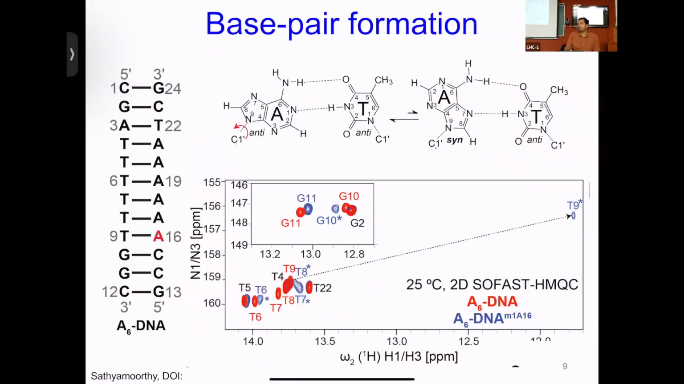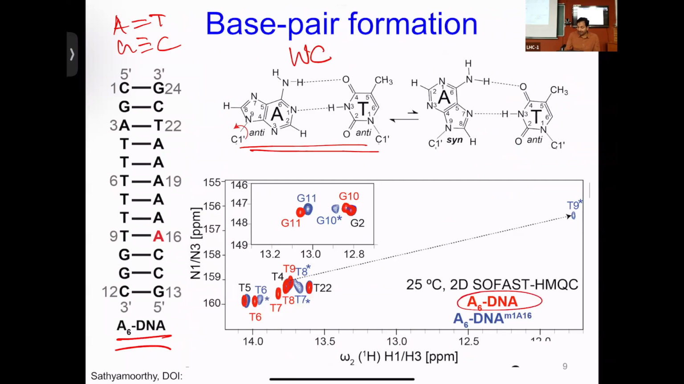Having spoken so much about proteins, I also wanted to highlight an example of nucleic acids. This is a classic case of a Watson and Crick duplex. You might have studied what a Watson and Crick pair is. A pairs with T with 2 hydrogen bonds. G pairs with C with 3 hydrogen bonds. This is an example where the AT is in the Watson and Crick hydrogen bonding, and you see the spectrum of that in red. So red is Watson and Crick.